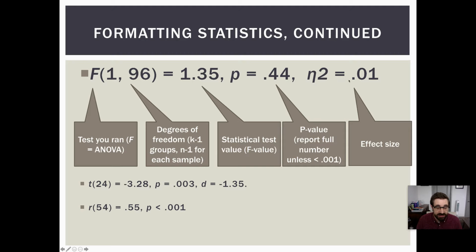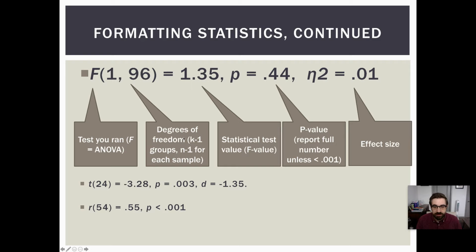Always present an effect size in APA style. Okay, don't forget that effect size. We really need it. So in this case, we got an F test with 1 and 96 degrees of freedom. The F value is 1.35, which isn't very large. It's pretty close to 1. We have a p-value of 0.44, which is not significant based on our typical standards. And then we have an effect size of 0.01, which is pretty small.